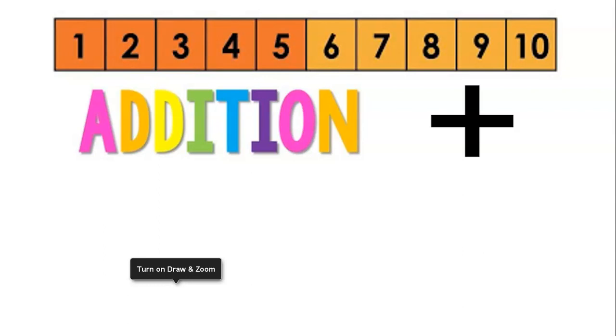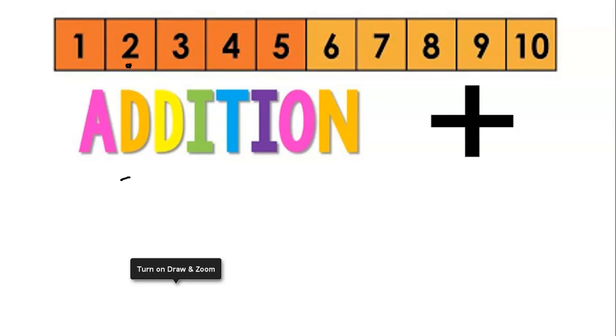All right, so let's try a different one. This time I want you guys to get out a piece of paper and a pencil, and I want you to write the number sentence with me. So I want to start at 2. So I'm going to put my little dot on 2. That's the number I'm starting with. So what number should I write first in my number sentence?